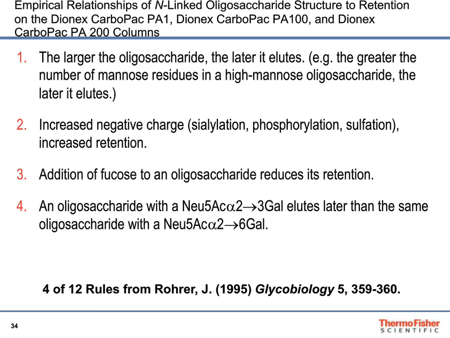As I mentioned earlier, the larger an oligosaccharide is, the later it elutes. If it has more exposed hydroxyl groups that can be ionized, it's going to bind to the column tighter, and then require greater acetate, so it's going to elute later. So if we have a MAN5, which has 5 mannoses, versus a MAN7, we'd expect that MAN7 to elute later, and in fact it does.